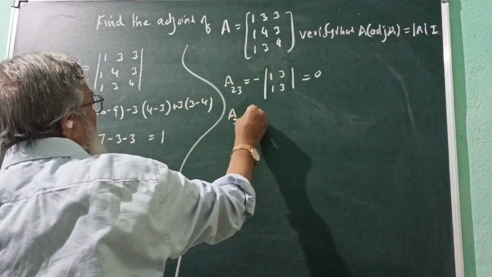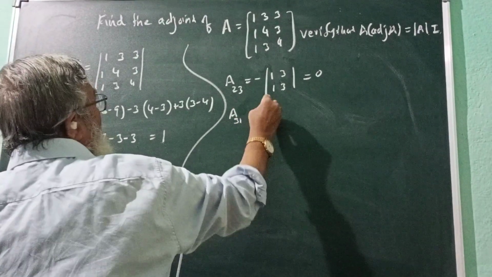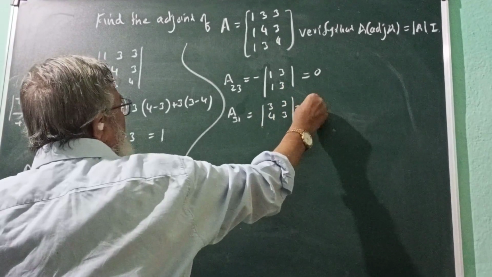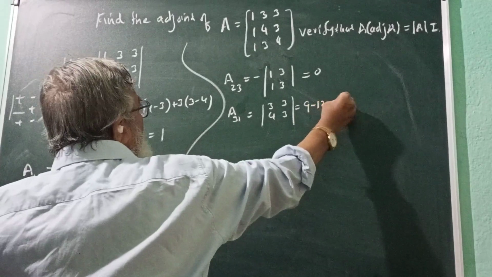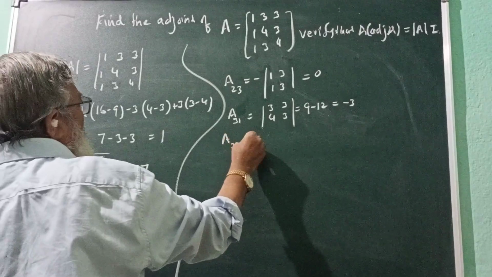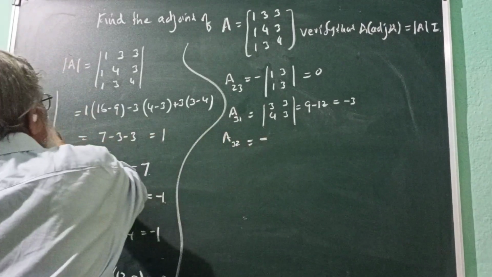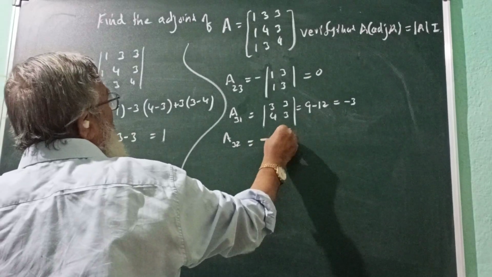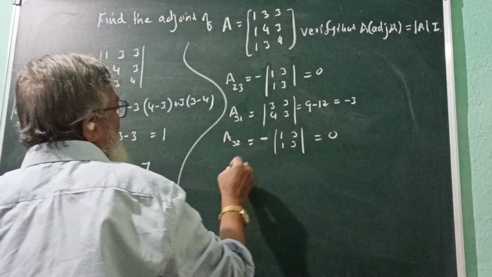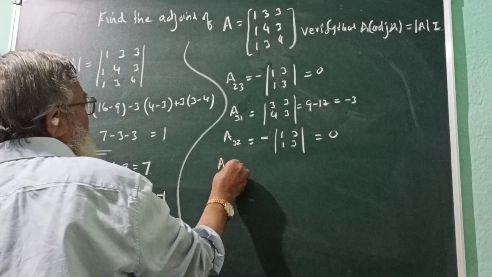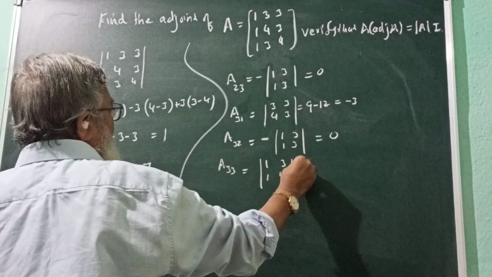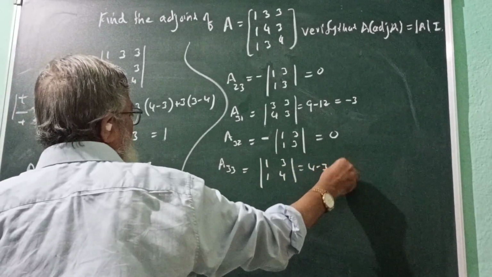A, it is third row first column, sign is plus, it is 3 3 4 3, that is equal to 9 minus it is 12, that is equal to minus 3. Now A3 2, that is equal to sign will be minus here, it is 1 3 1 3, again two rows are identical the value will be 0. A3 3, sign is plus, 1 3 1 4, it is 4 minus 3, that is equal to 1.